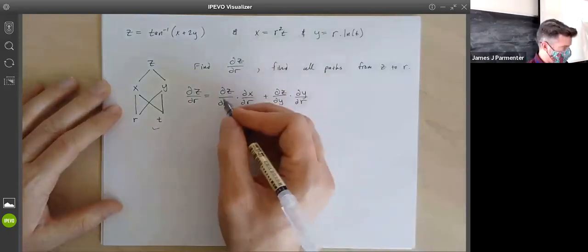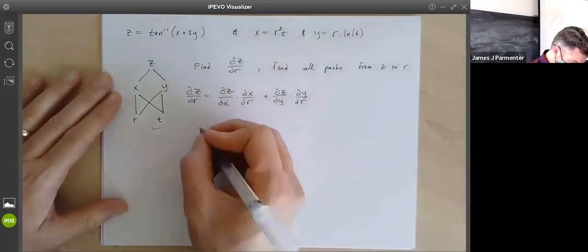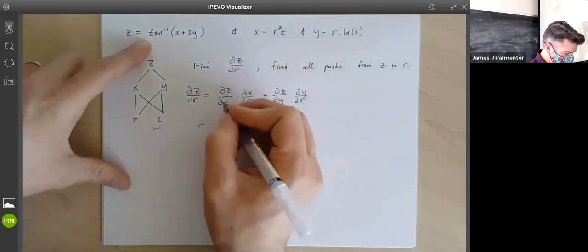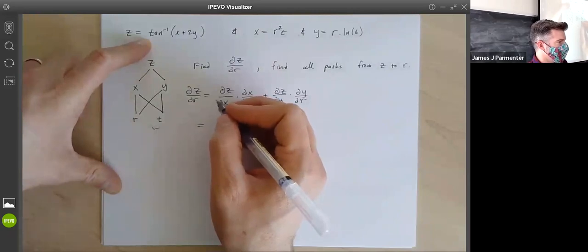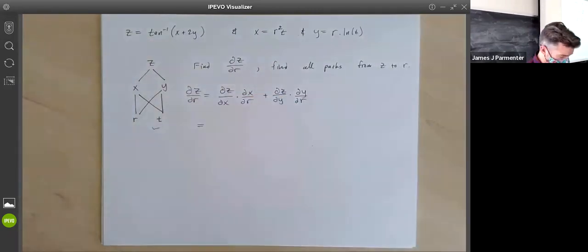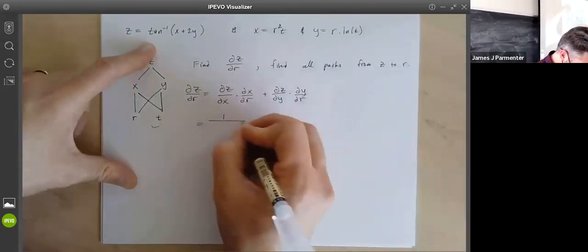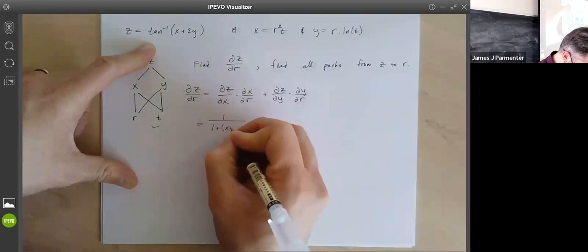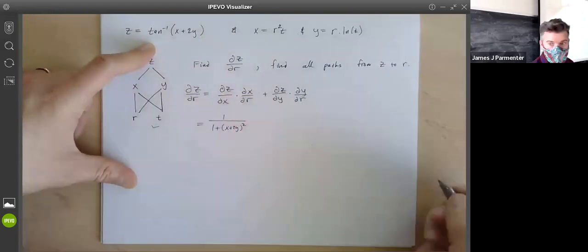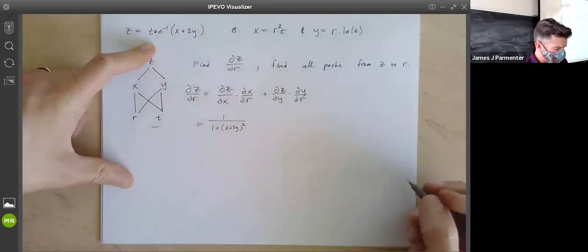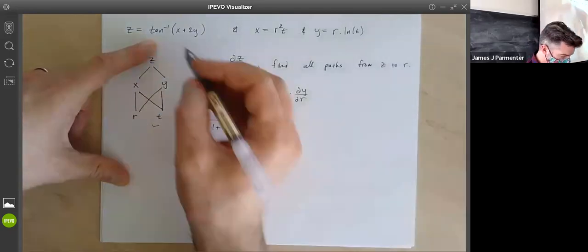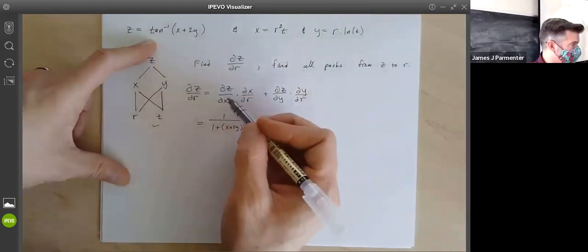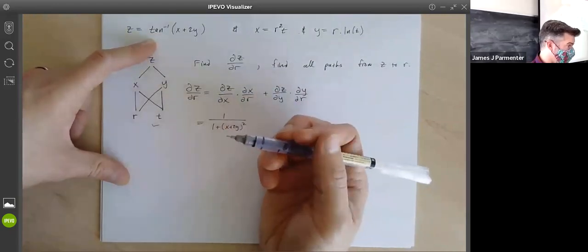Okay, so then it's just literally taking derivatives. So del z del x, the derivative of inverse tangent. Oh, what's the derivative of inverse tangent? 1 over 1 plus whatever squared. So this one's going to be 1 over 1 plus your stuff squared times the derivative of your stuff, which in this case is just 1. The derivative of x plus 2y with respect to x is just 1 plus 0.